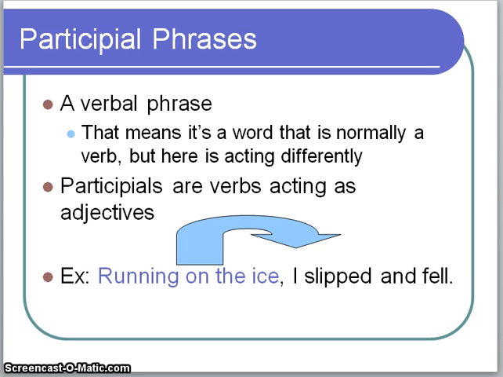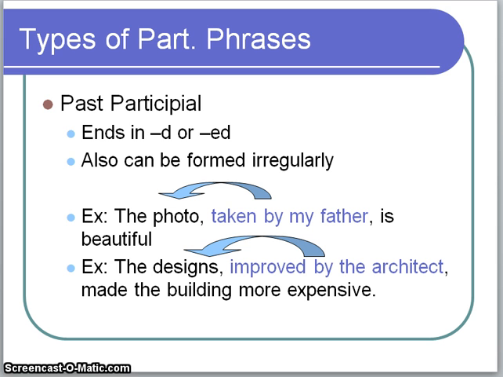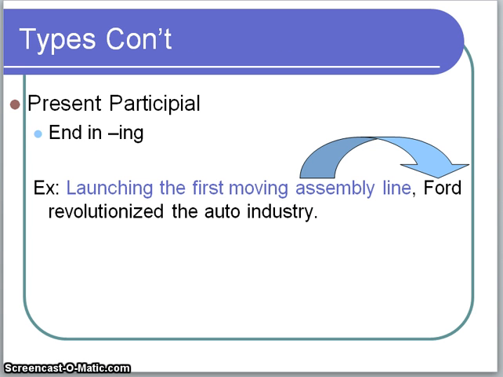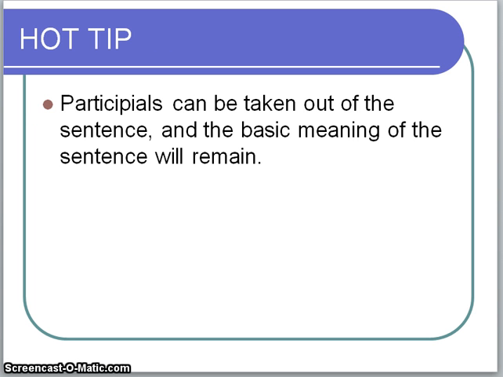You'll remember there's two different types of participial phrases, past and present. Past participials are the ones that end in ed or are irregularly formed, like "taken by my father" or "improved by the architect." Present participials end in ing. And if you'll remember, gerunds also end in ing, so to tell the difference, you have to realize that participles, since they're just adjectives, can be taken out of the sentence and the sentence will still be a complete sentence.